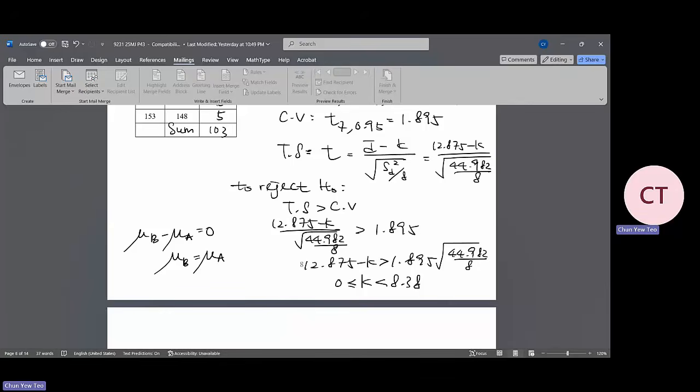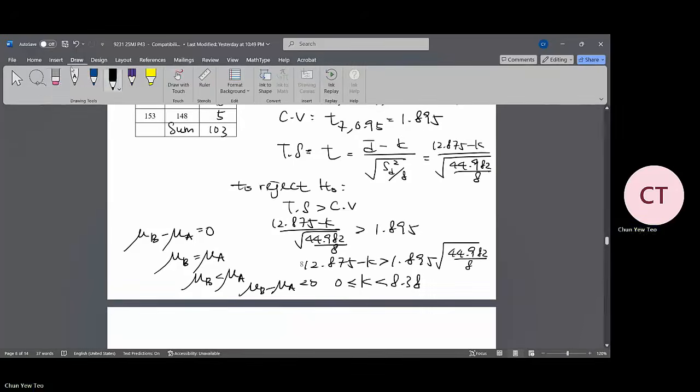So is it possible to get mu B less than mu A? That means mu B minus mu A is negative. Is it possible to get something like that? It's not possible.